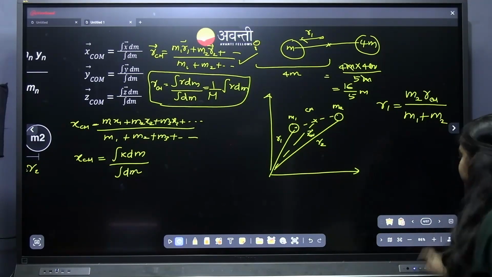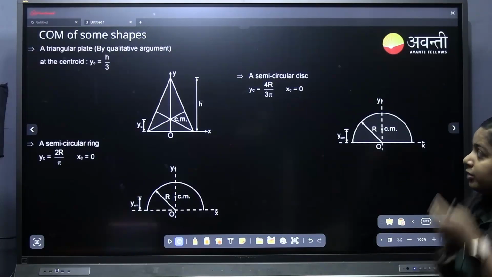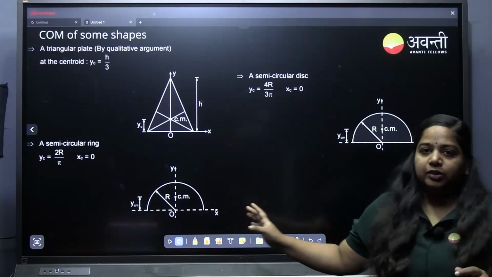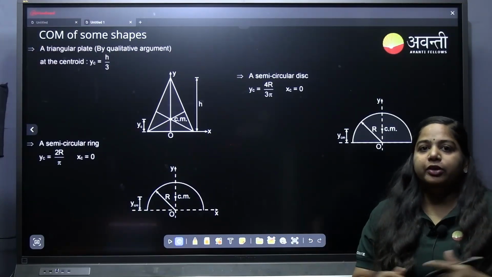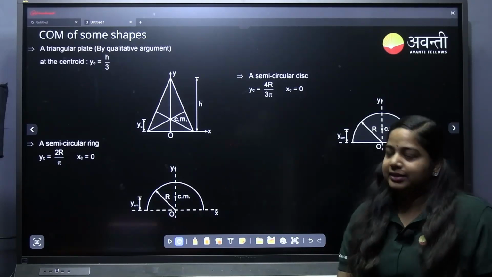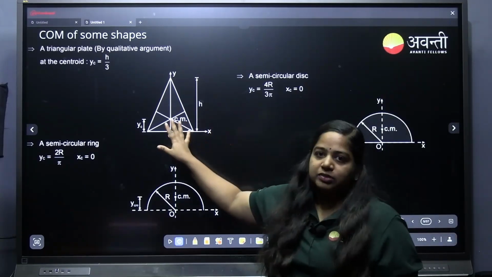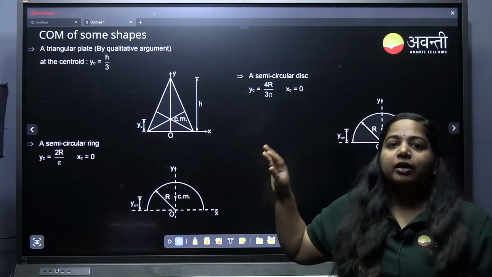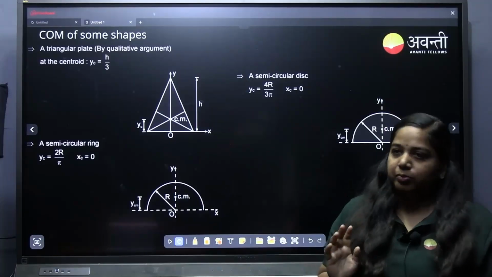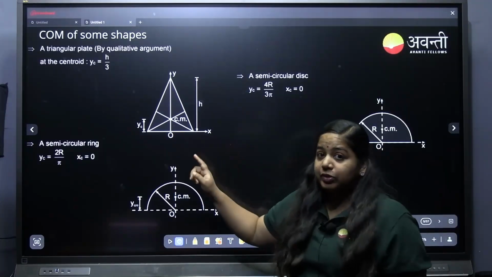Then we will move on to the next thing. Please note down these values. There is no way to remember this in any other sense; you just have to learn these values by heart. For some common shapes, what will be the center of mass? And it is easy to remember also.